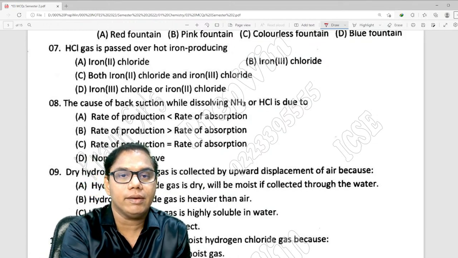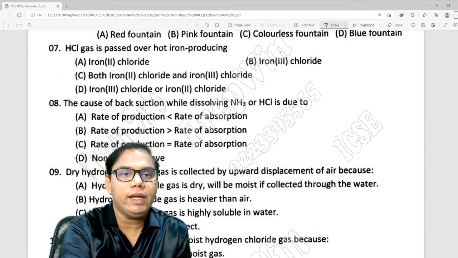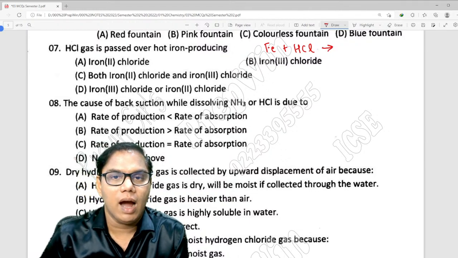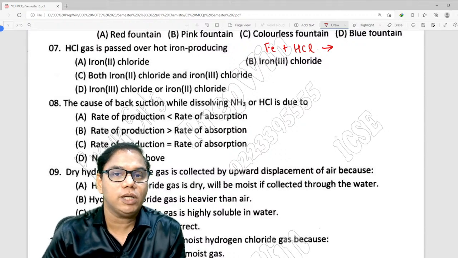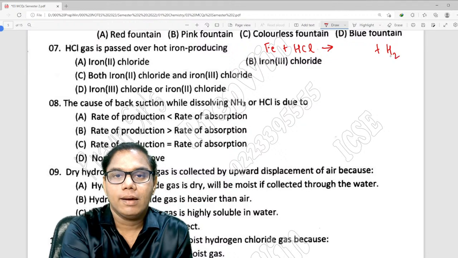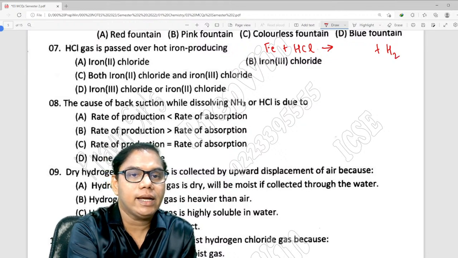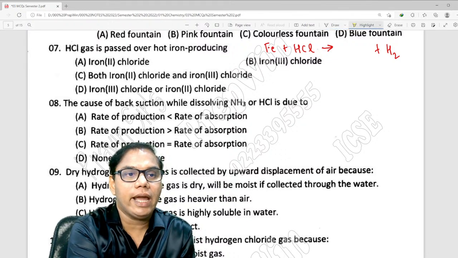HCl and iron, Fe, red-hot Fe. Correct. Plus HCl will produce what? Hydrogen. Metal plus acid, but hydrogen is not the option. So hydrogen will be produced, but which is the other element? It is one of these two.